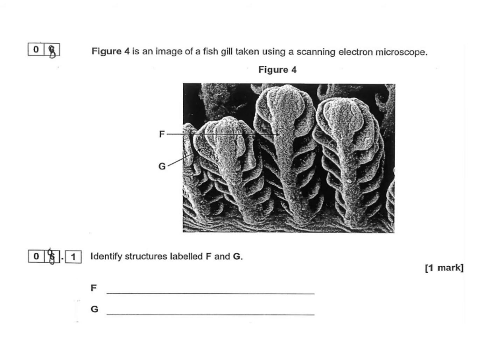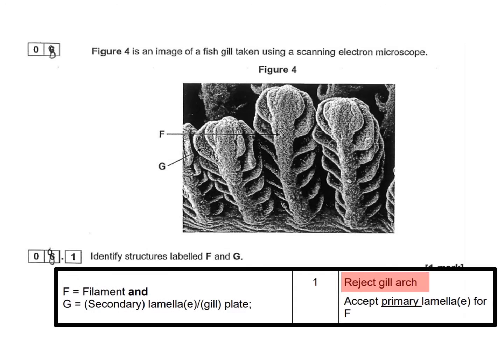Okay, in question number 8, we're going to switch to gas exchange in fish. So we're going to be talking about the gills. Now, figure 4 just shows us two main structures of the gills. So F would be the gill filaments, and G would be the gill plates or the gill lamellae that extend out from the gill filaments.